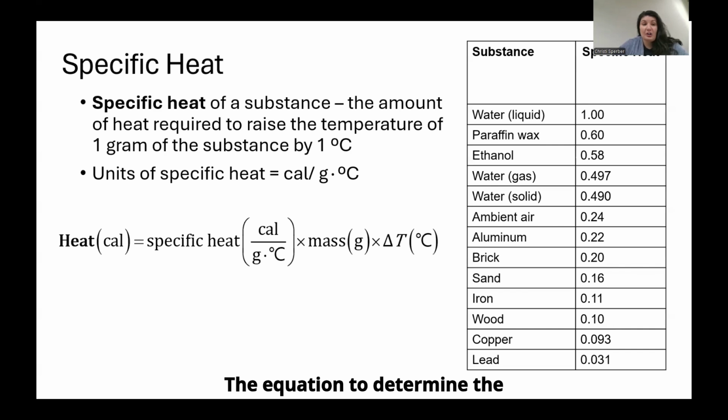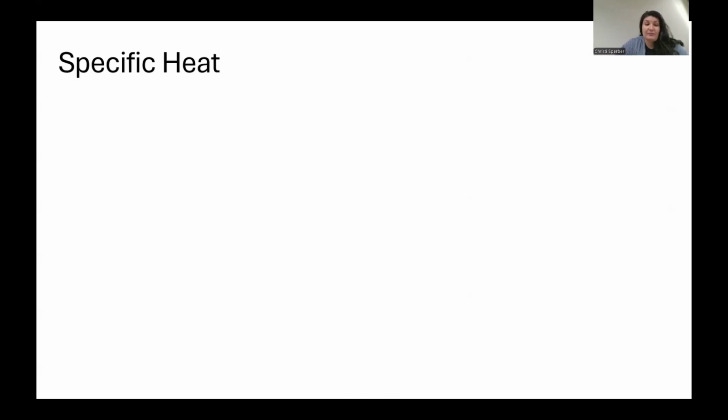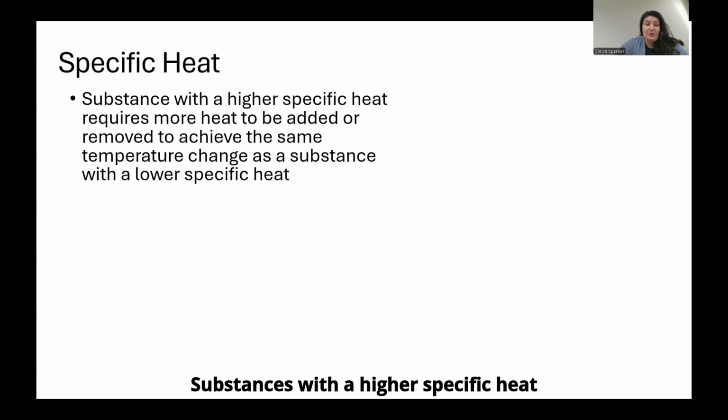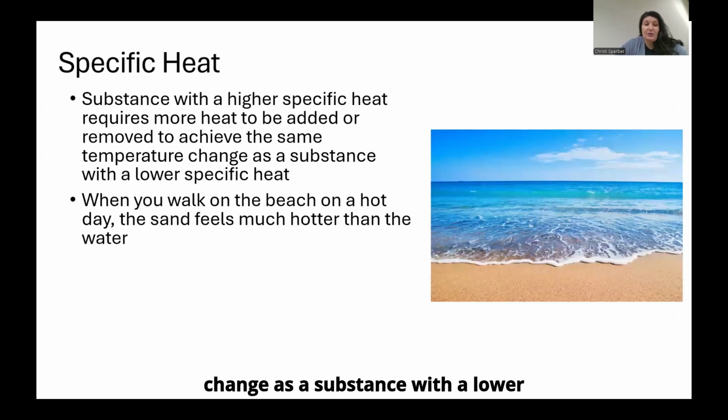The equation to determine the heat, or the amount of energy added or removed, is equal to the specific heat times the mass, or the amount of sample, times the change in temperature, which should be in Celsius. So if you have Kelvin, you need to convert it to Celsius. Substances with a higher specific heat require more heat to be added or removed to achieve the same temperature change as a substance with a lower specific heat.